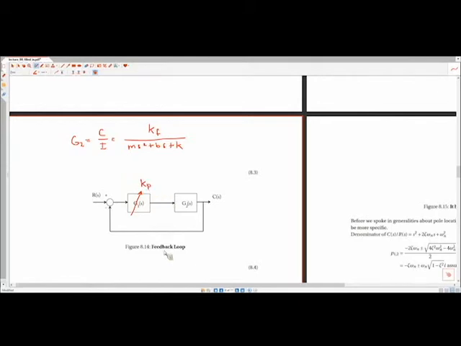So that means if we have an error signal, E, that means that U of S is simply equal to Kp E of S. And in the time domain, that means that U of T, or in this example, U is the input to our system, the input to our plant is I, right? That's the current in our system.